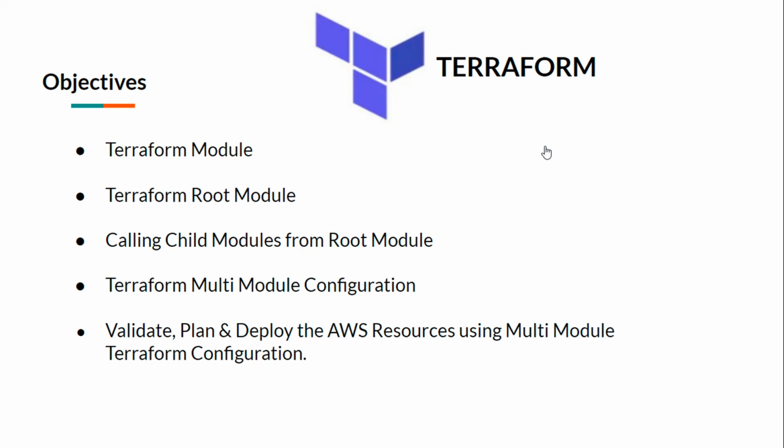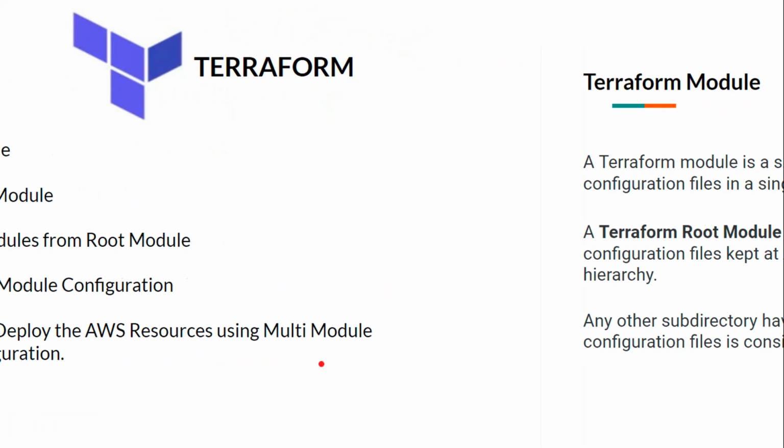In the previous videos, we learned how to set up Terraform CLI on Windows machine, how to define AWS VPC with Terraform configuration, and how to write input and output variables. In this video, we will learn how to define a Terraform module and what is Terraform root module, how to invoke child modules from root module, and how to create a multi-module Terraform configuration. And at last, we will validate, plan and deploy the AWS resources using multi-module Terraform configuration.